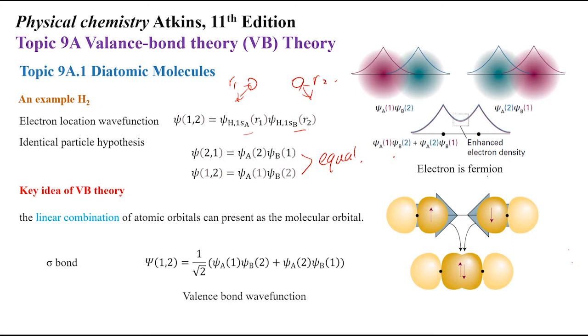We are now going to talk about the key idea of VB theory. The linear combination of atomic orbitals can present as the molecular orbital, 就是原子轨道的线性组合可以表现为分子轨道. For the simplest example, we have the H2 molecule, so we will have the sigma bond. Sigma is the simplest bond in a molecule, and its formation process is in this diagram. It is called head-to-head because the heads of the orbitals look like a collision but a bit different. It's like overlap, 就是轨道重合.